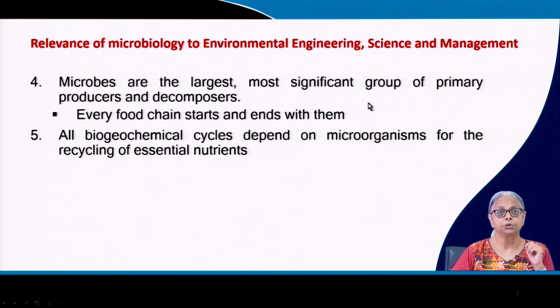So these autotrophic organisms are essential for the beginning of the food chain and after the end of life for all organisms, which happens at the end. The decomposers are also microorganisms. So life begins and ends with these microorganisms.